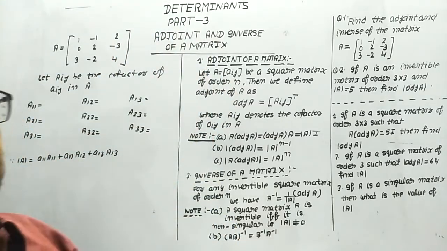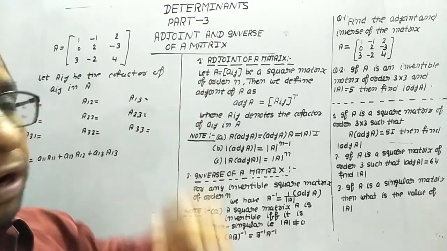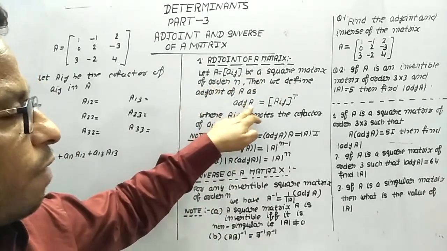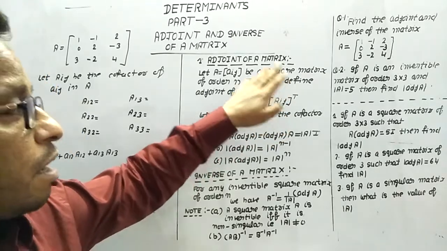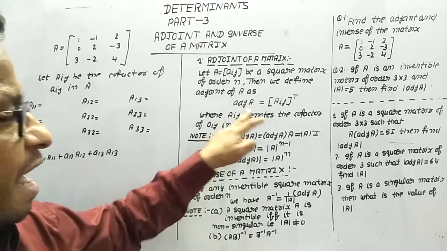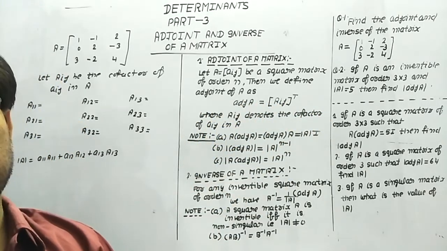Now let A equal Aij be a square matrix of order n. Then we define the adjoint of A as the matrix of Aij and the transpose of that, where Aij denotes the cofactor of aij in A.